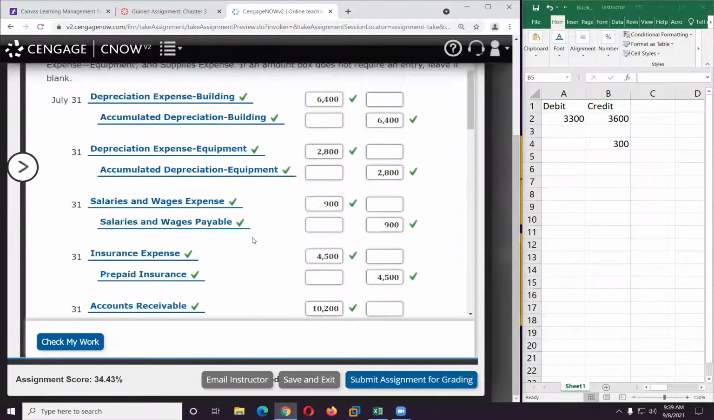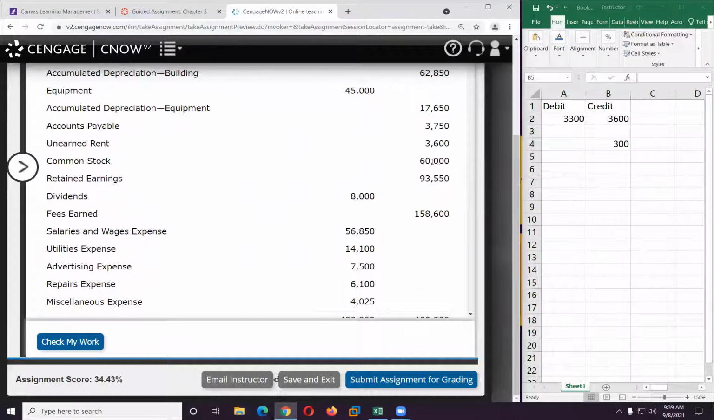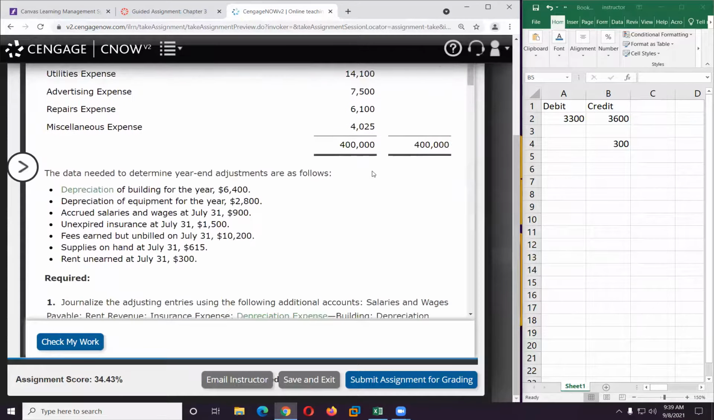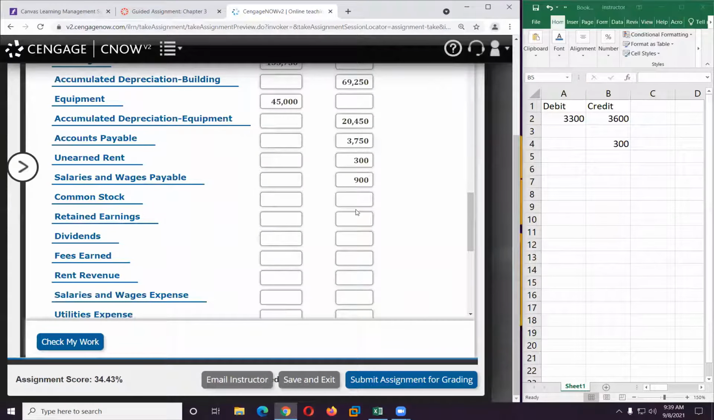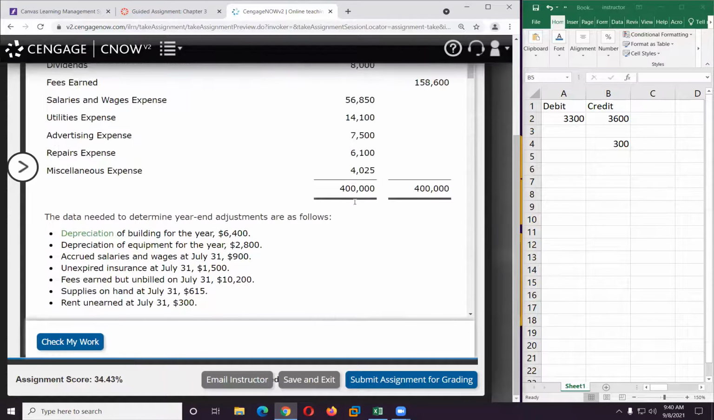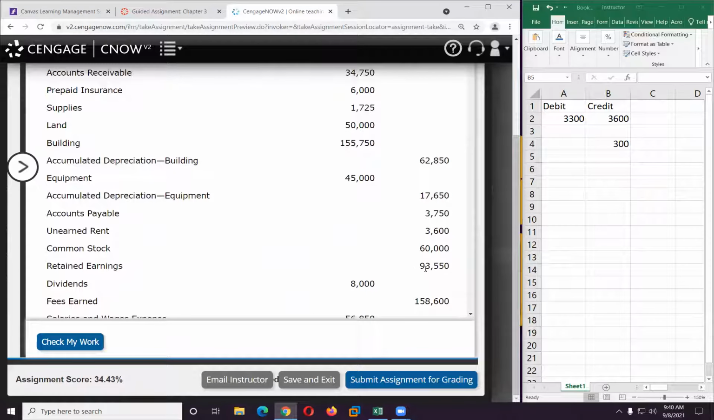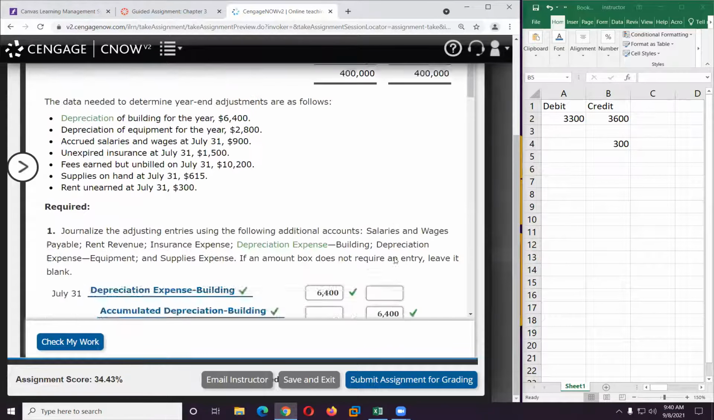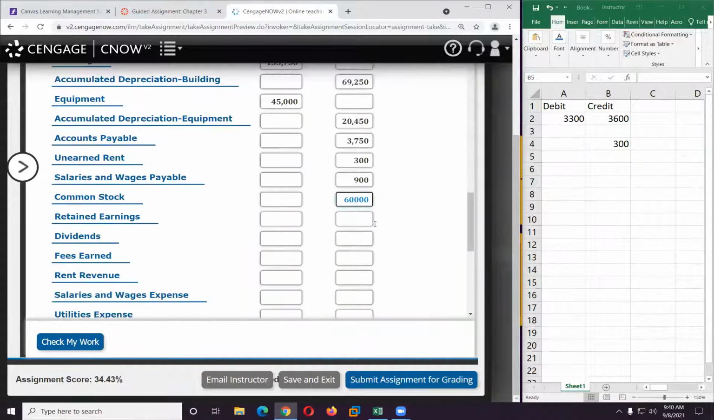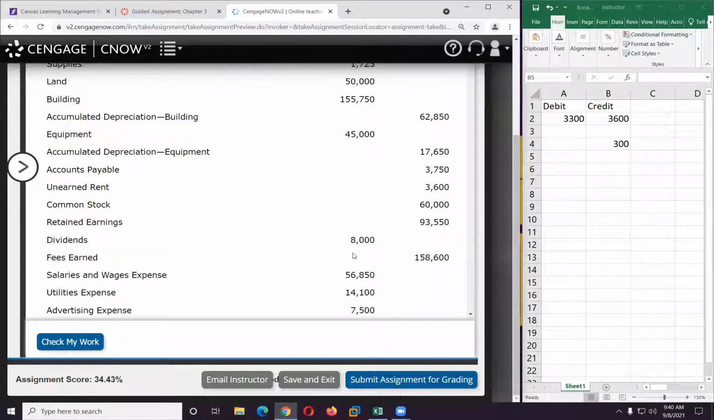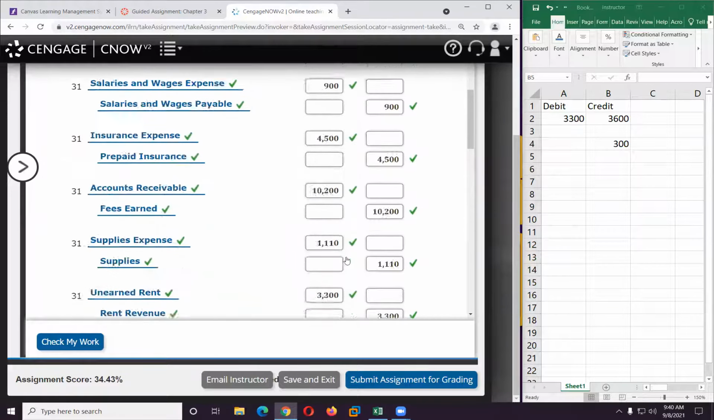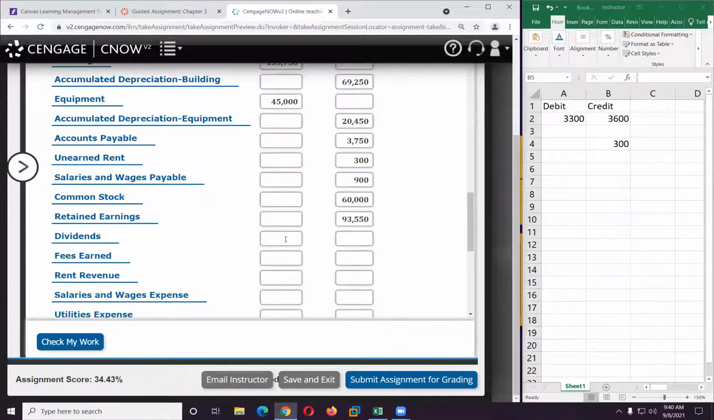Common stock had a credit balance of 60,000. No adjustments were made to it, so it still has a credit balance of 60,000. Retained earnings had a credit balance of 93,550. No adjustments were made to it, so it still has a credit balance of 93,550. Dividends had a debit balance of 8,000. No adjustments were made to it, so it still has a debit balance of 8,000.